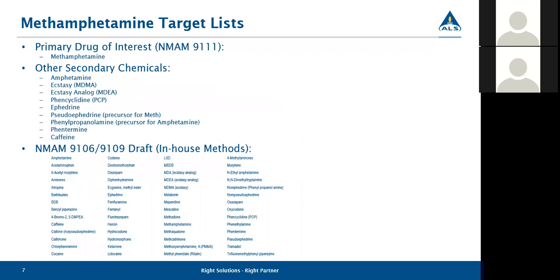This slide shows the various illicit drugs listed on ALS Salt Lake City methods lists. I would just point out here that the primary drug of interest in this presentation is meth, but we will touch a bit on some of the other combination panels that we can perform the analyses on in the Salt Lake City lab later. Note the primary drug of interest, 9111, and then there are other secondary column chemicals, as well as chemicals for the in-house method that's at the bottom of the slide.